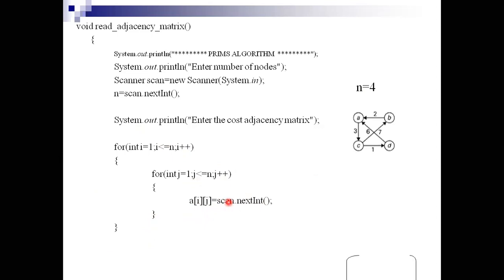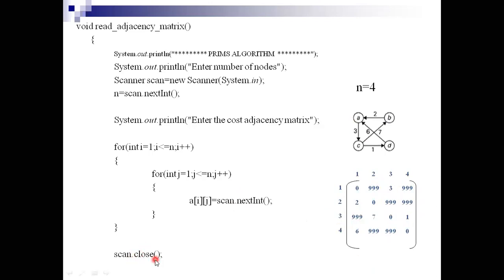Okay. So this is an example which I have taken as a graph here, the same graph. How do I enter? I'll just enter like this. 0, space 999, space 3, space 999, then give an enter key. 2, space 0, space 999, space 2, space 0, space 999, space 999, then give an enter key. Similarly, the third row, similarly, the fourth row, I'll enter. This is how you are supposed to enter. Then close the scanner class object and this ends the read adjacency matrix. So you are supposed to enter the matrix in this format.